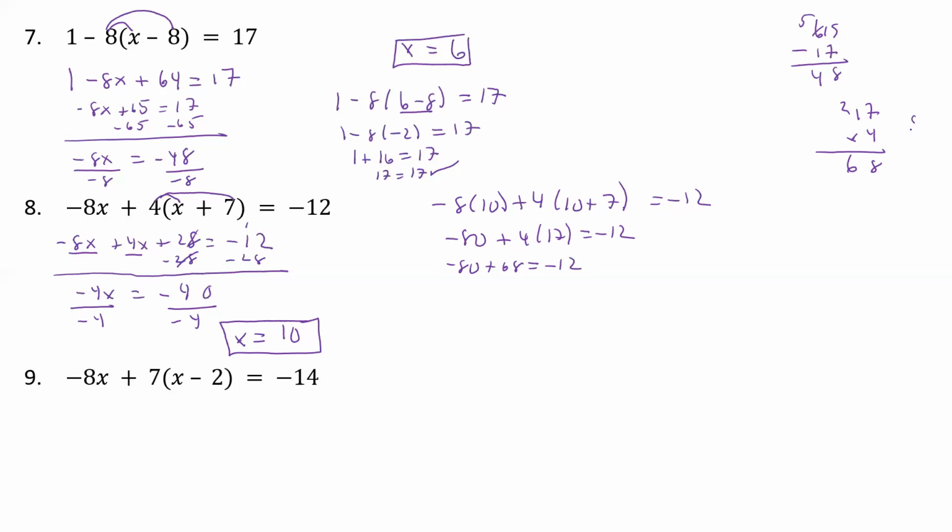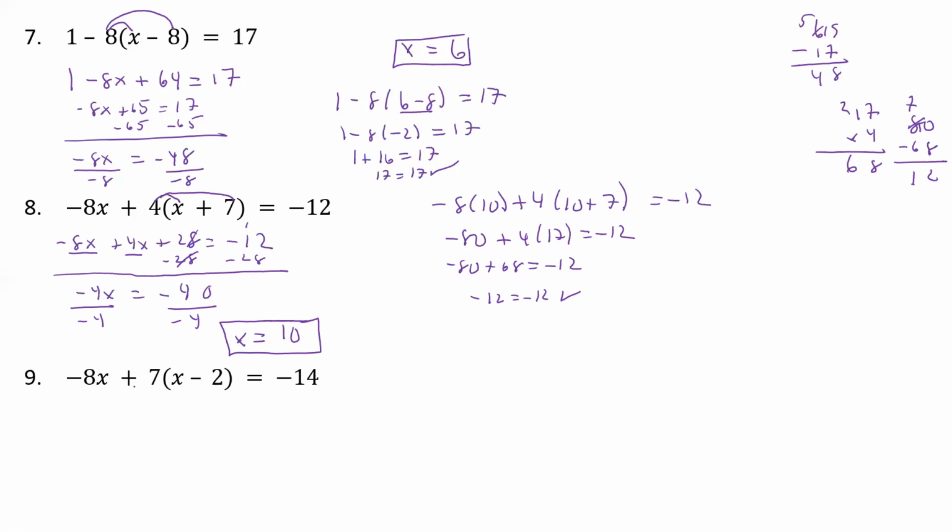Now we take 80 minus 68. Now we have to borrow. 10 minus 8 is 2. 7 minus 6 is 1. And the larger one was negative. So negative 12 equals negative 12. So that does check out.